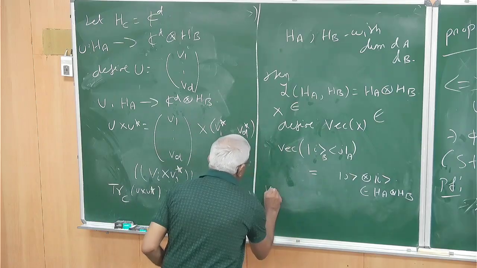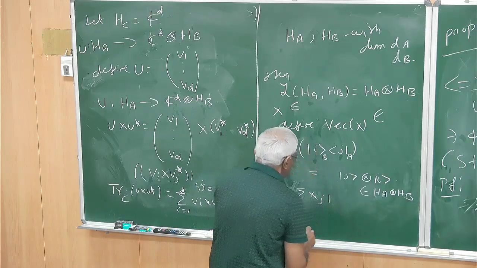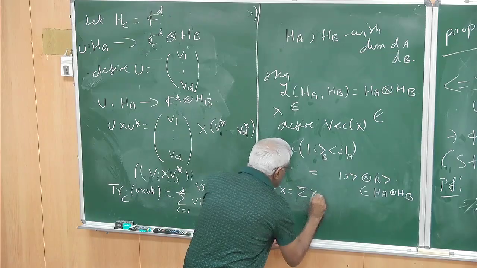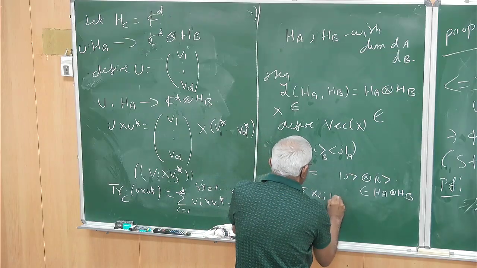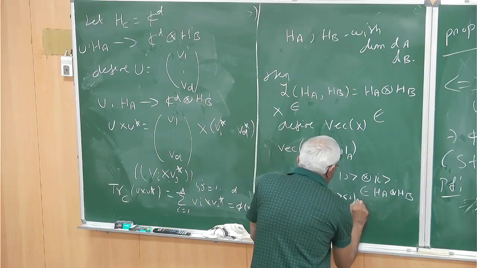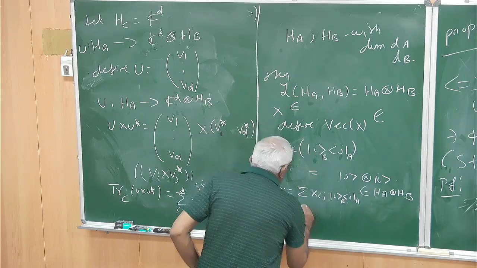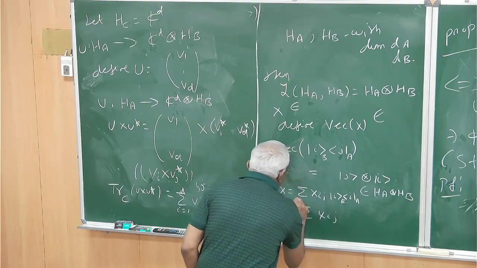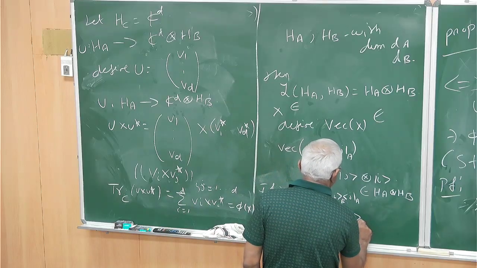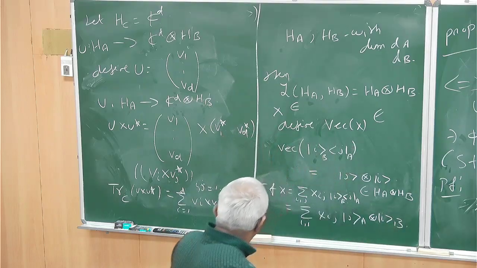Similarly, if x is equal to the summation of xij, these are numbers xij, here it will be xij, where j is in A and this is in B. That is equal to precisely the same summation of xij times |j> tensor |i>.